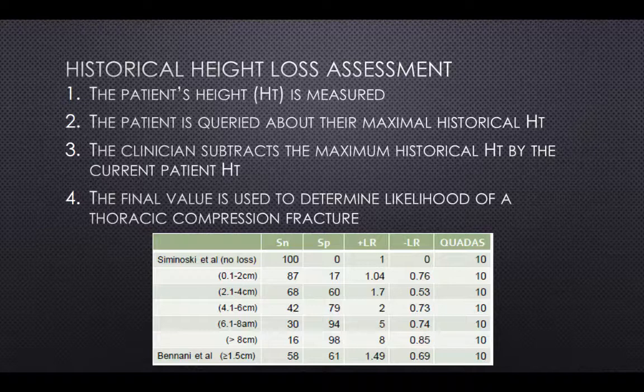To perform the historical height loss assessment, we first assess the patient's height. The patient is then asked about their maximal historical height, how tall they think they've ever been. And then the clinician subtracts the current patient height from the maximum historical height. The final value is then used to determine the likelihood of a thoracic compression fracture.